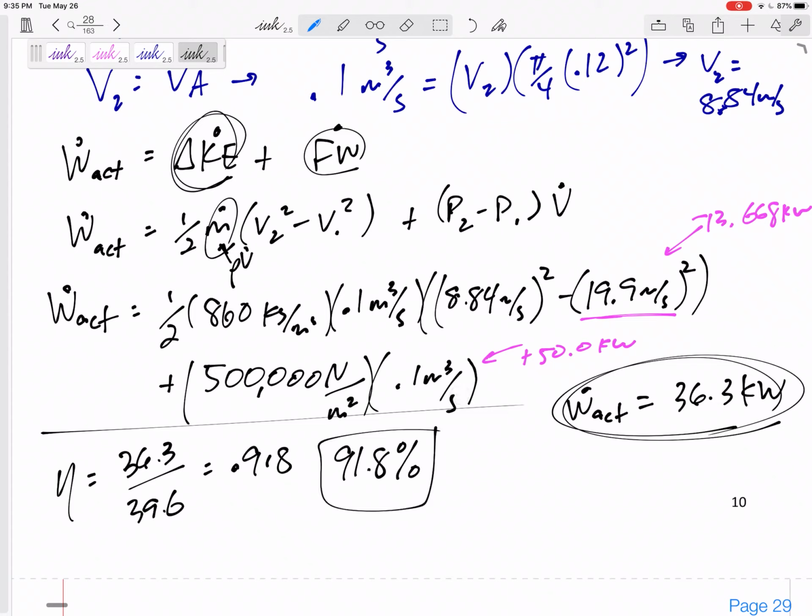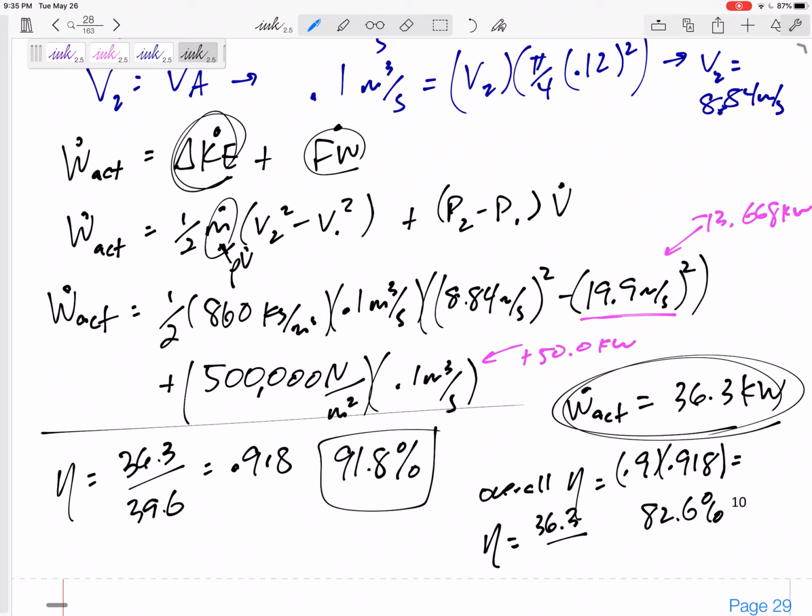Now this one didn't ask for it, but the overall efficiency would be the efficiency of the motor times the efficiency of the pump, which would be 82.6%. Another way to find this overall efficiency would be 36.3 over the complete 44, which would also be 82.6%. The question didn't ask for that, so let's not get into the habit of answering things it doesn't ask for. But many times it might ask for the overall efficiency.